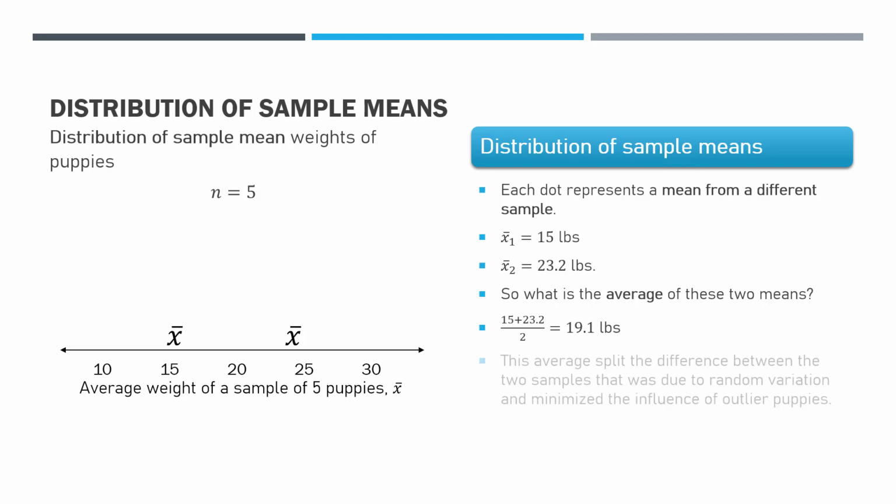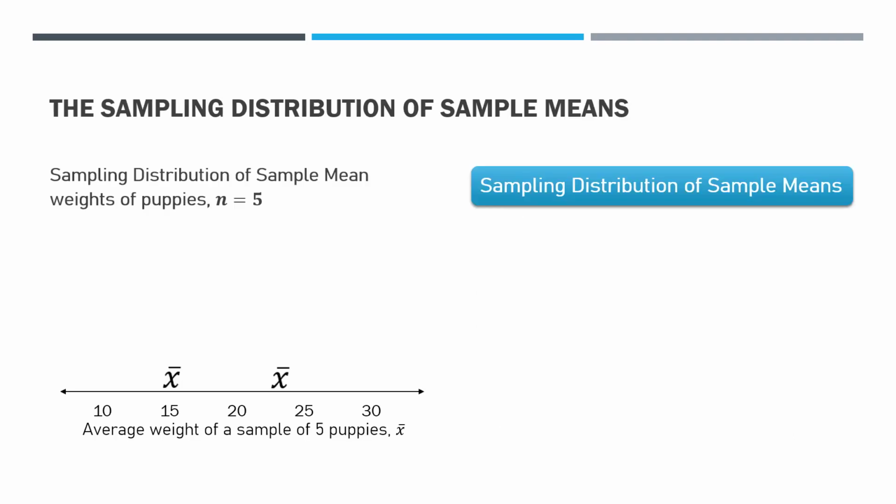And what's special about this? Well, it split the difference between those two samples. What were those differences accounted for? It was probably just due to random variation, but it may have been due to outliers. So this also minimized the influence of those outlier puppies when we take the average of all of these samples at the same time. You say, okay, so now what? Does that mean that the true mean weight of puppies of this breed is 19.1 pounds? Maybe. We're getting closer. How we get even closer is by looking at the sampling distribution of sample means.